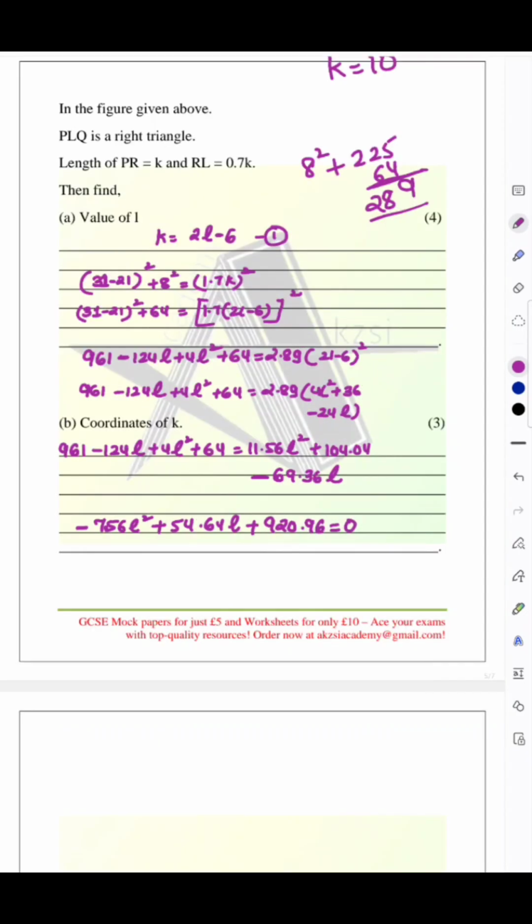We can easily divide both the sides by 4 to get the answer. So when I divide all the terms by 4, it will give me minus 1.89 L squared plus 13.66L plus 230.24 equals 0. It's better if I multiply by minus 100 on all the sides, so it will become much easier. So 189L squared minus 1366L minus 23024 equals 0.